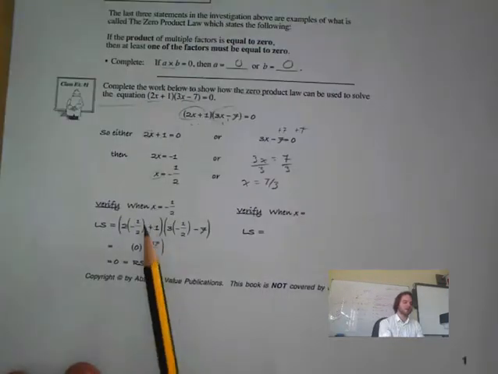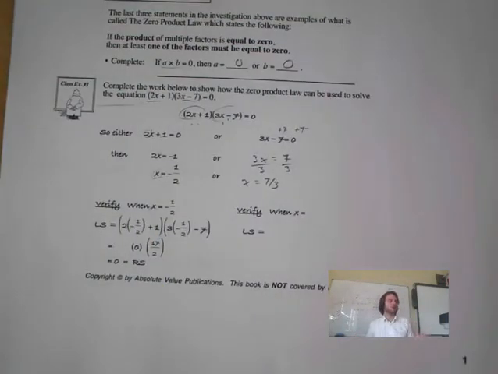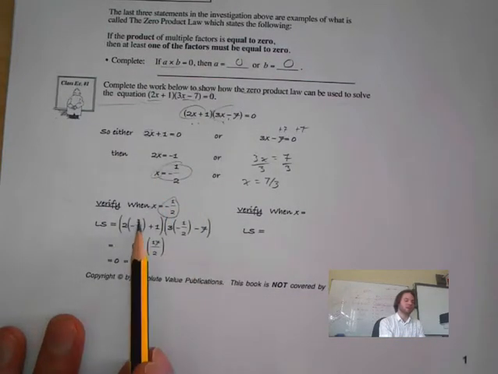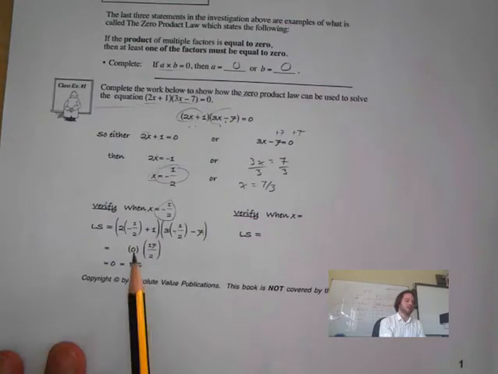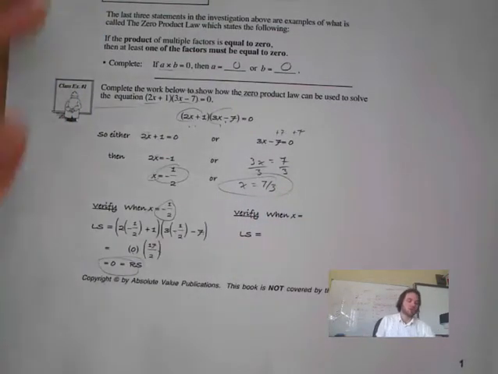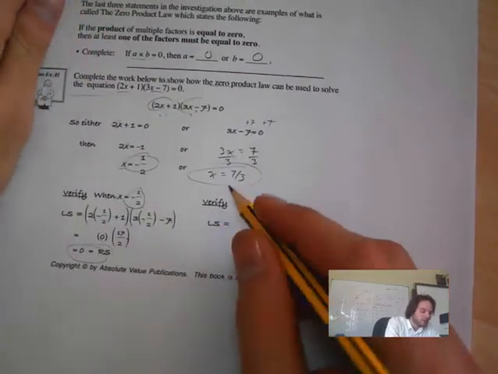Now, the next step is to show that you're right. What they did here was they put in negative 1/2 for every x, and they looked at 0 multiplied by something, and 0 multiplied by something is always equal to 0. So we're going to see if this is true too. Maybe I made a mistake, I don't know, or maybe it doesn't work. So, let's put it into an equation.